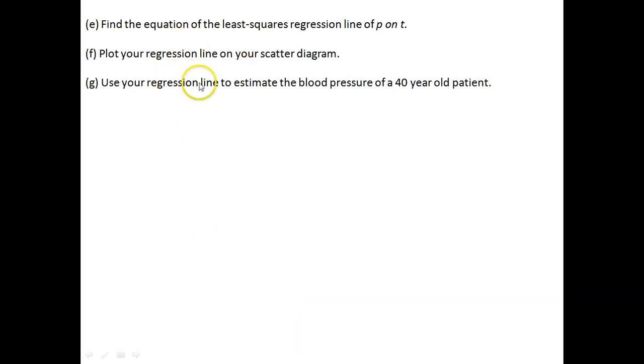Work out the equation of the regression line. So the regression line, if you remember, was SXY over SXX. So transferring our letters, we get S of TP over S of TT, giving us 1.509 and so on for the gradient B, our estimate.